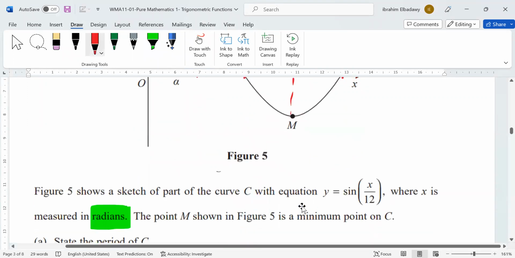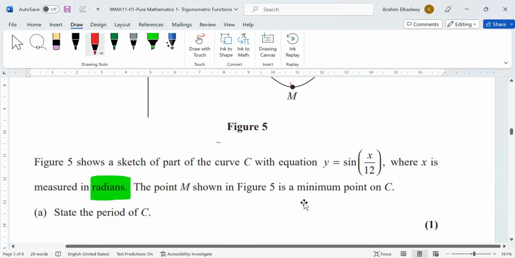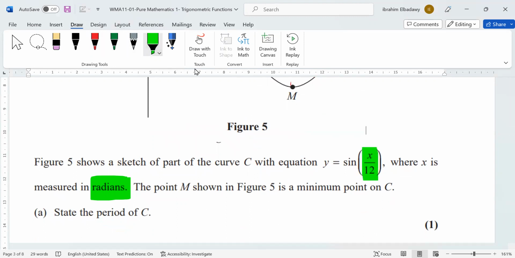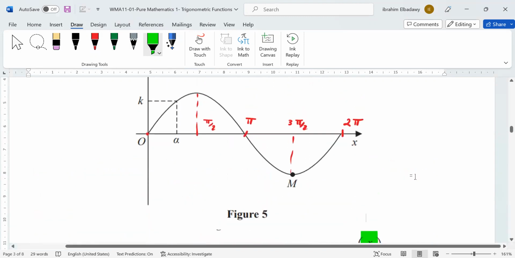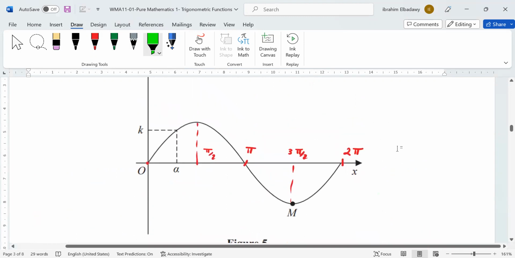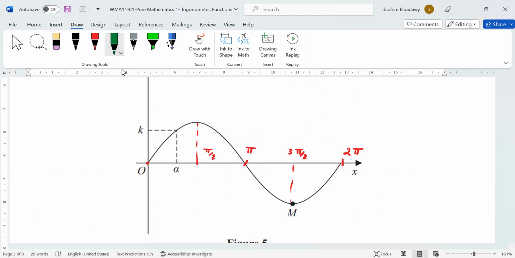But when you read the problem, actually it's not sine x. It's not the normal one, because he writes here x over 12. So not like that. Okay, how can I put the values of angle, for example, here and the value of whatever y-axis? Here, the maximum value is 1 and the minimum already is -1.